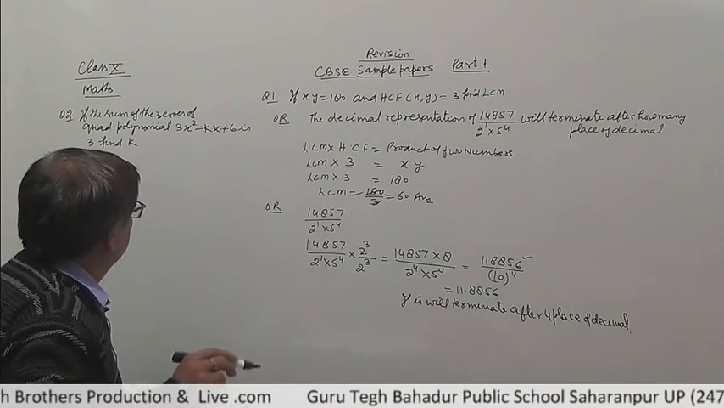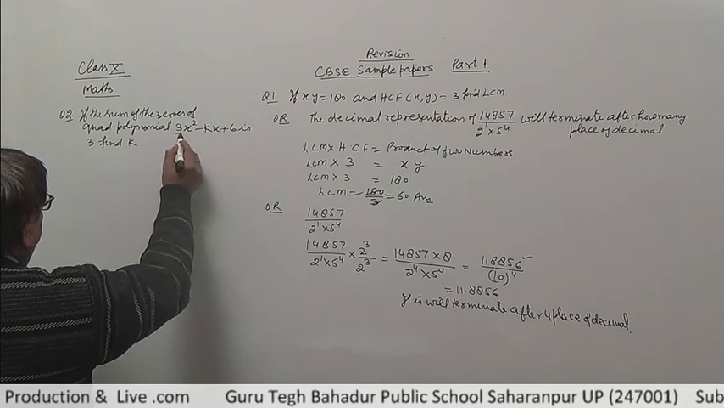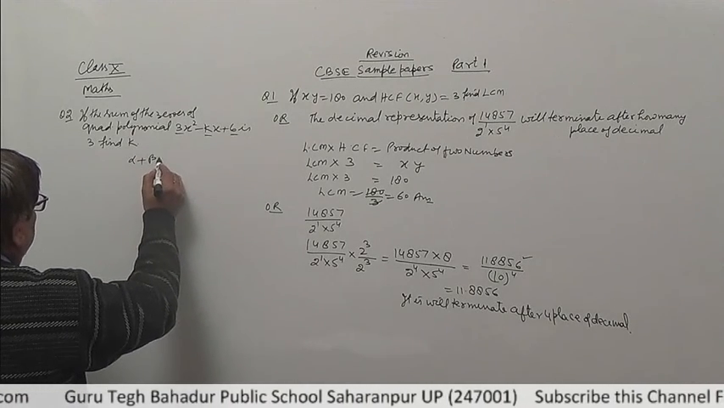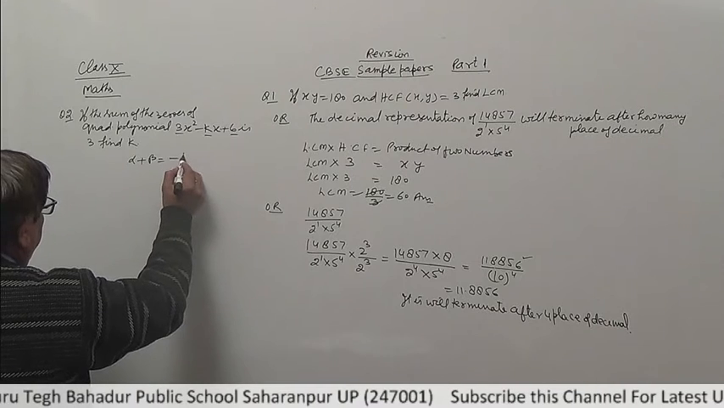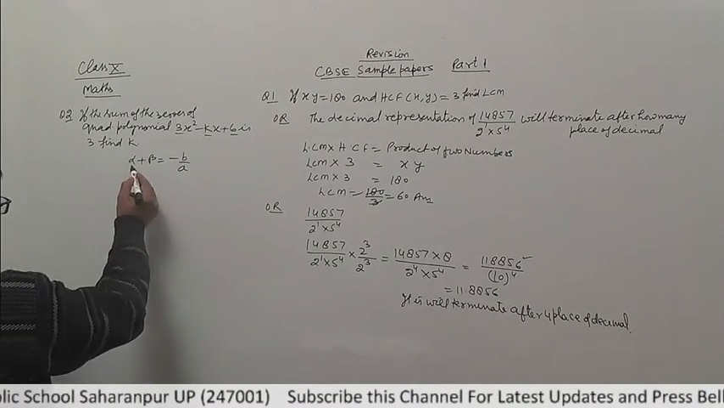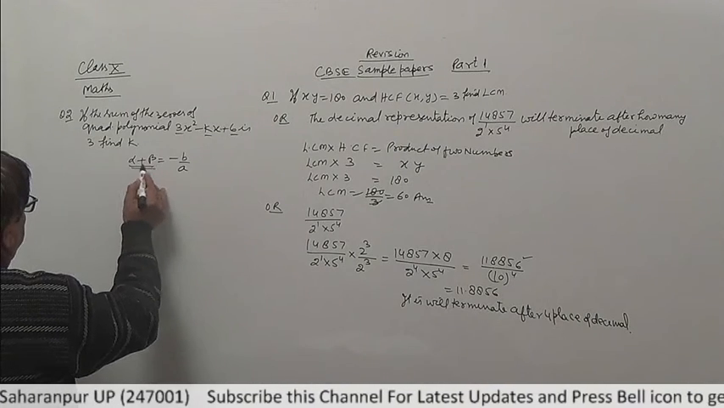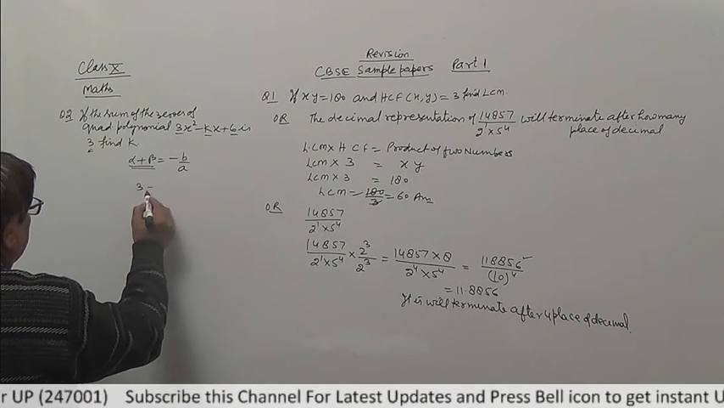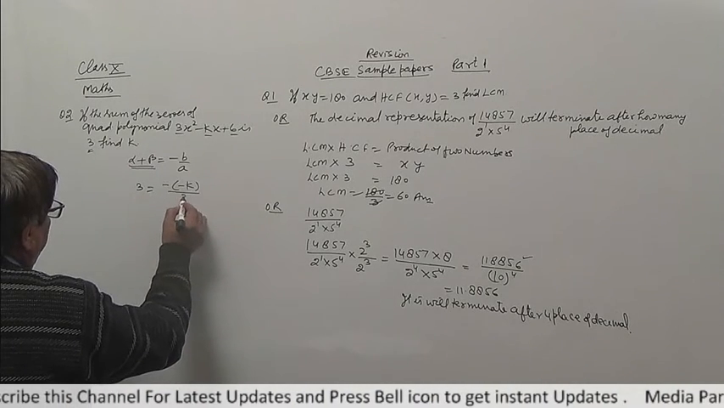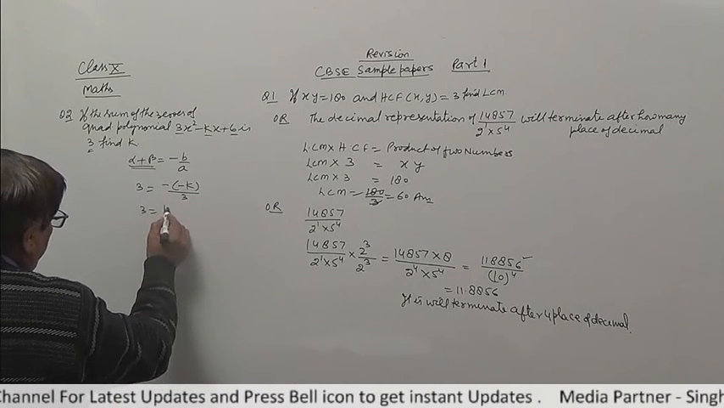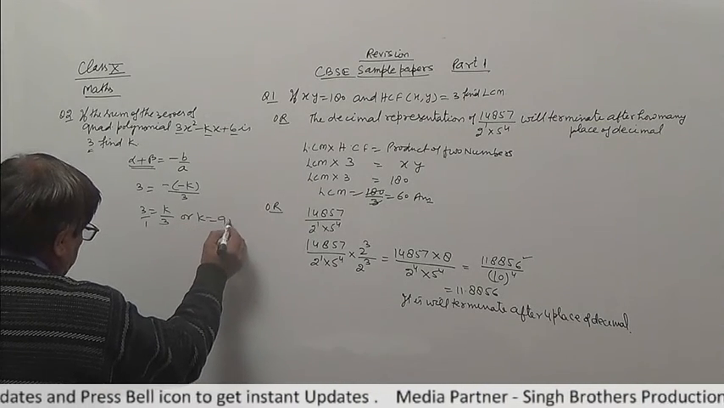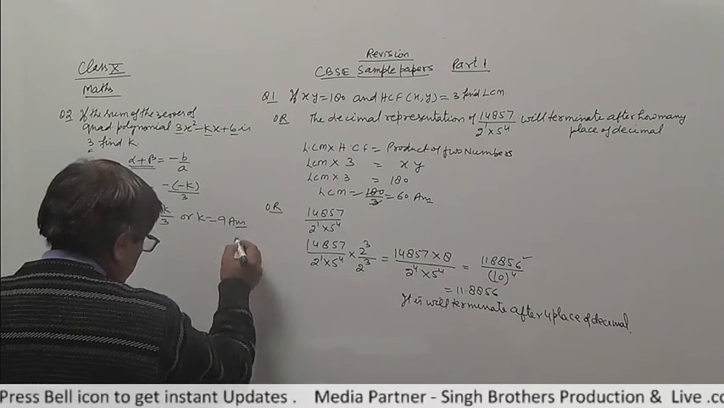So you know it. This is a, this is b, and this is c. Alpha plus beta is minus b upon a. Sum of the zeros is given to you, this one, this is 3. Minus b is minus k, a is 3. So 3 is equal to k upon 3, or k is equal to 9, answer.